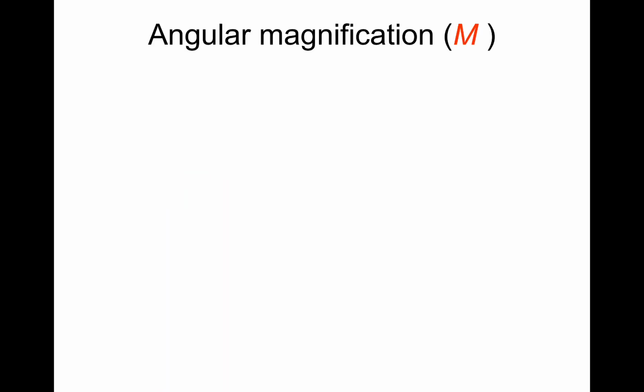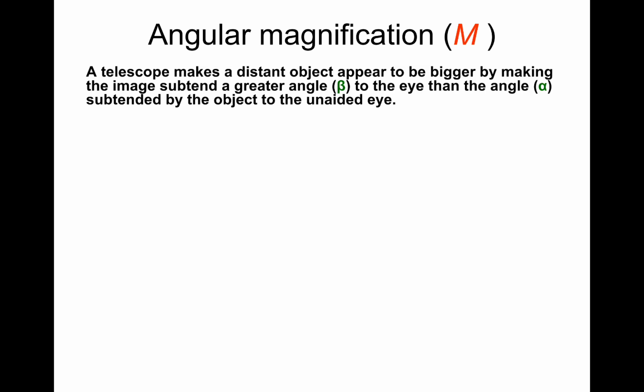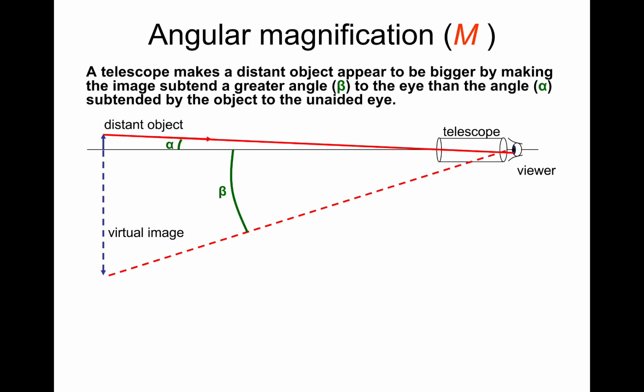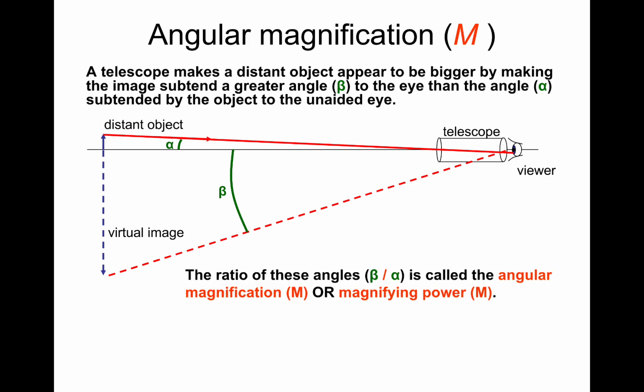Alright, let's move on to angular magnification. A telescope makes a distant object appear to be bigger by making the image subtend a greater angle, beta, to the eye than the angle alpha subtended by the object to the unaided eye. This diagram will help: the distant object, and that's the eye. The virtual image that's produced is much larger. The human eye is always alpha, and the virtual image produced by the telescope is beta. The ratio of these angles, beta divided by alpha, is called the angular magnification or magnifying power.